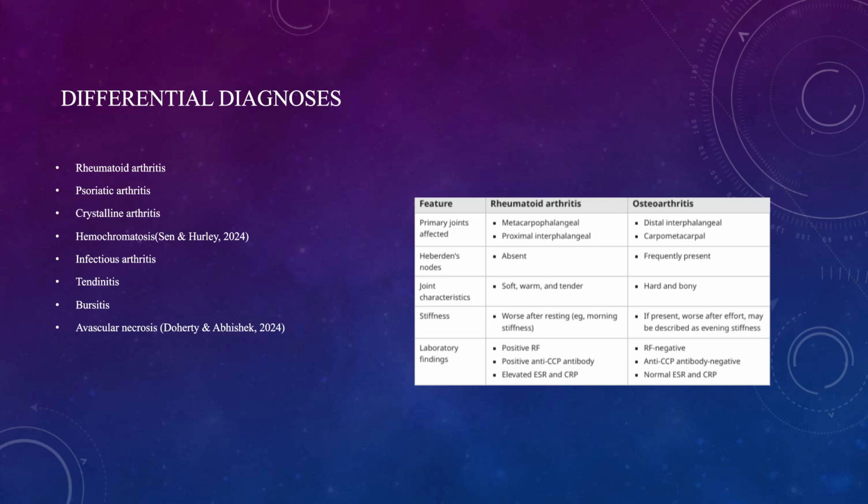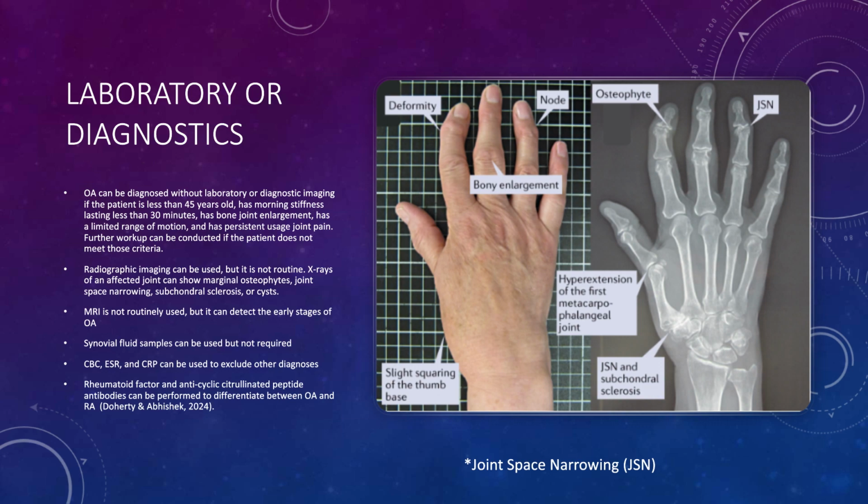Hip pain is a common complaint with OA, and sometimes that could be difficult to distinguish between a labral tear, avascular necrosis of the femoral head, or greater trochanter bursitis. To differentiate, the provider needs to take a detailed history and conduct radiographic imaging. Speaking of radiographic imaging, let's talk about laboratory and diagnostic testing.